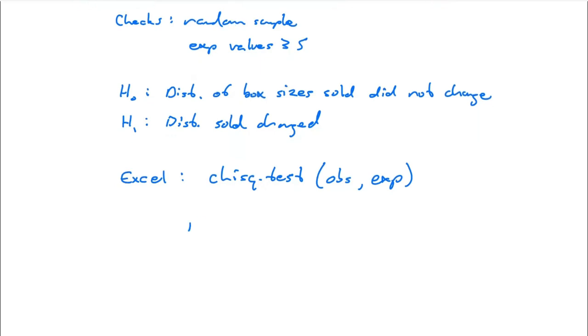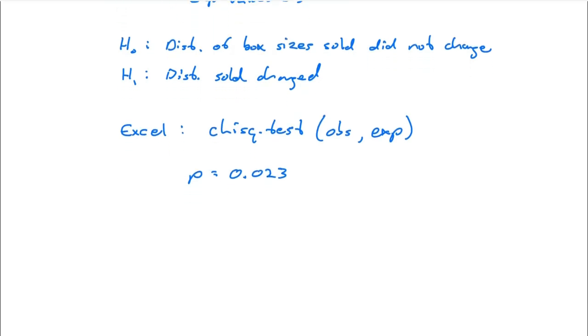In this case, you should get a p-value. If you go into Excel and just check this out, test it on your own, you should get a p-value of 0.023. And in this case, then, that is less than 5%, 0.05. And so we reject the null. We have convincing evidence, or there is convincing evidence, however you want to say that.